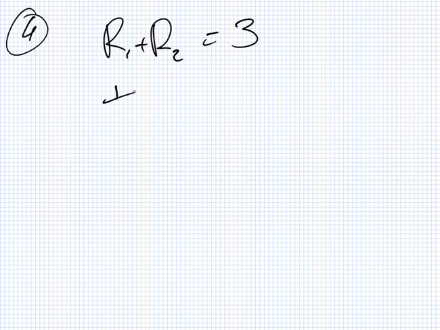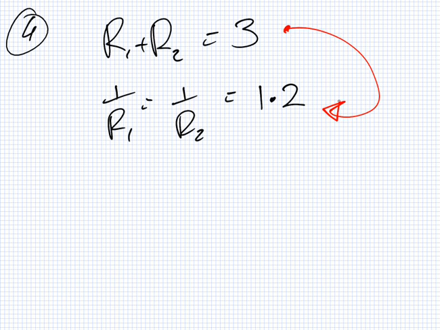Okay? Yep. Next one. When two resistors are connected in series, their total resistance is 3, and when they're connected in parallel, it's 1.2. So what that means is, when they're connected in series, the total is 3, and when they're connected in parallel, the total is 1.2.